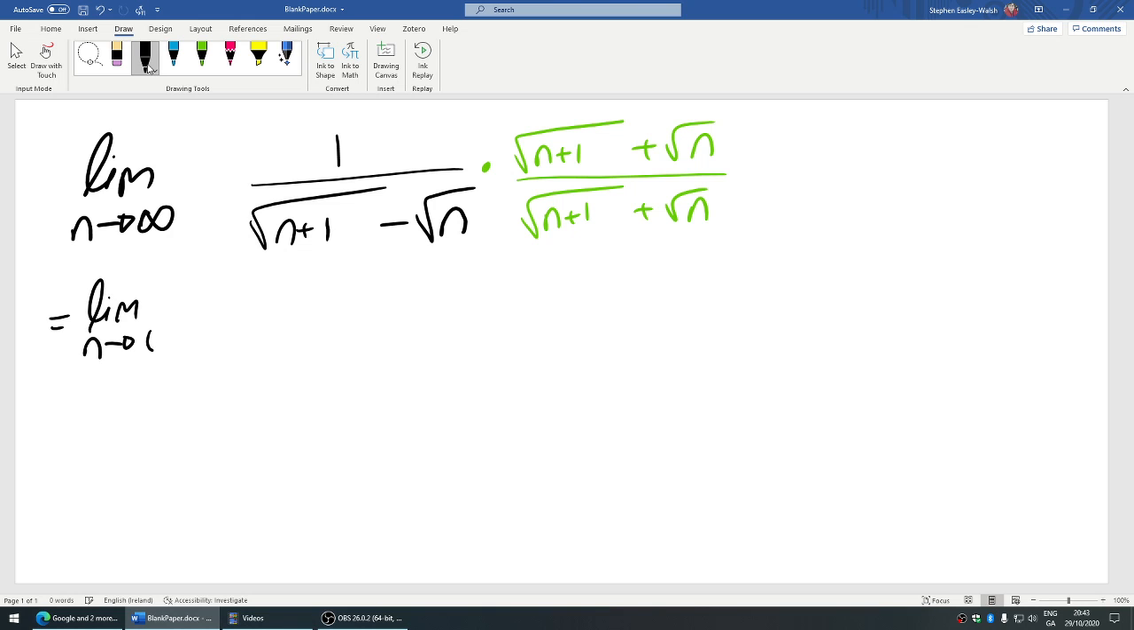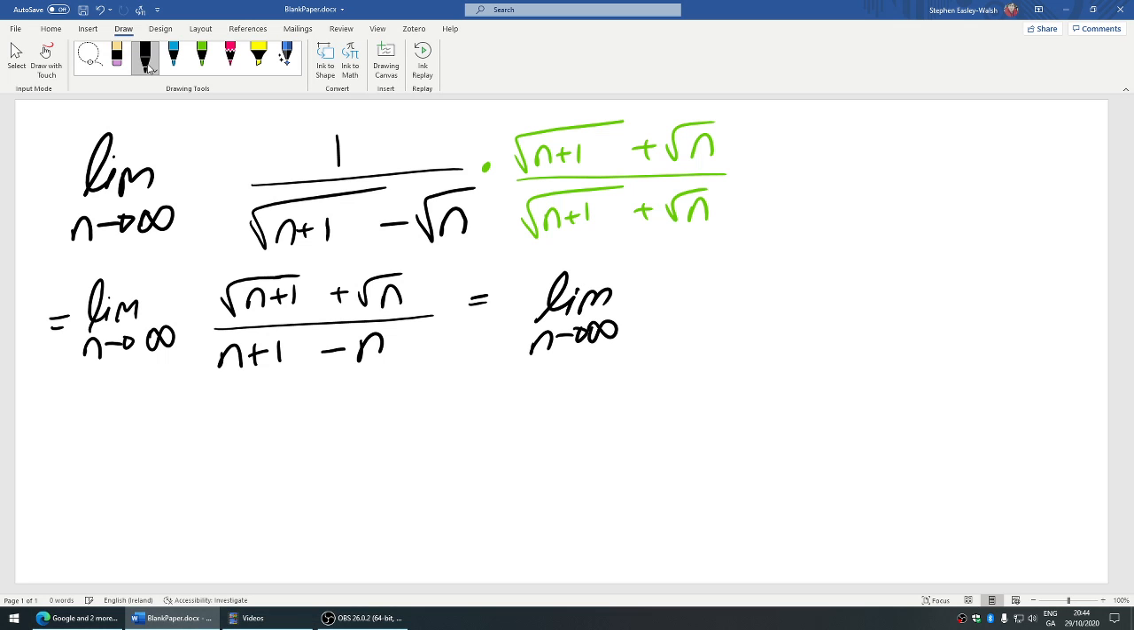Multiplying out the top, we'll get root n plus 1 plus root n. Multiplying out the bottom, root n plus 1 by root n plus 1 is n plus 1. The middle pieces will cancel. You'll get a minus root n times root n plus 1 and a plus root n plus 1 times root n. And then the piece at the back will be minus n, root n by root n.